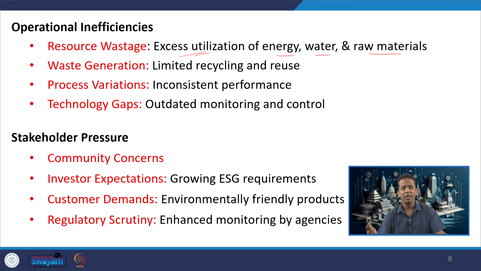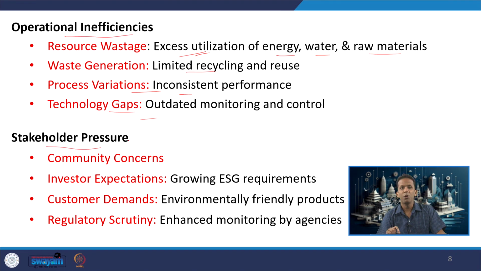So, for that, analysis needs to be done, but it was observed that there was excess utilization, there was limited recycling and reuse of waste which was generated, because most of the waste which comes out of industry like steel or iron has very high market value. Many minerals, materials, solids can be recovered, recycled, and they can serve as a starting material for some other company. And process variations would lead to inconsistent performance, and then there were technology gaps because of outdated monitoring and control remedies. So, there is a need for advancement in technology. Those are all the factors which contribute to operational inefficiencies.